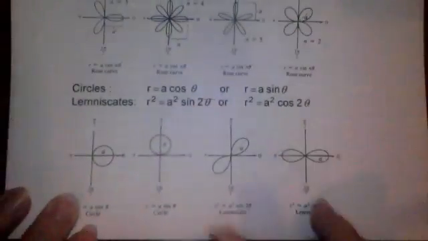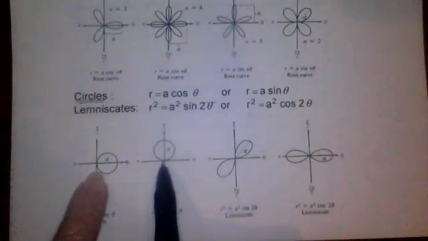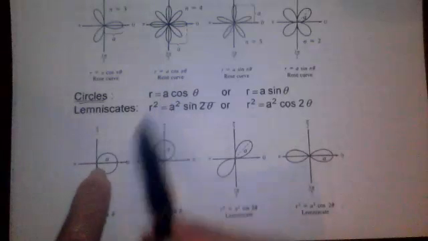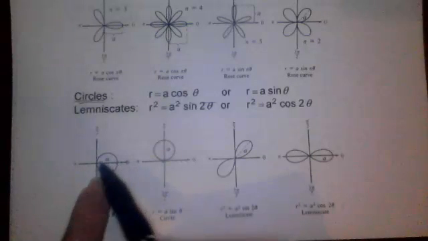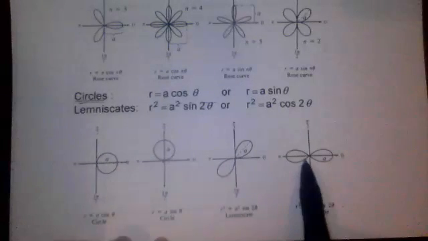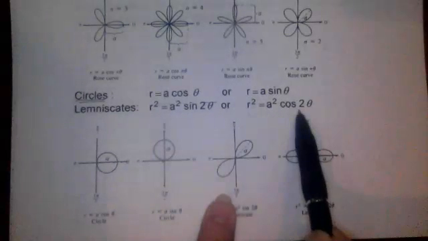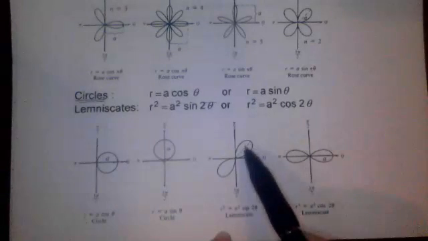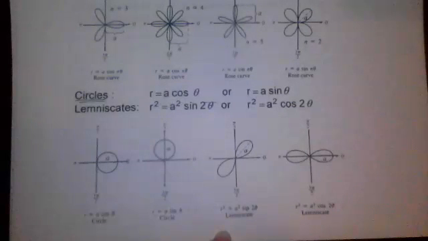All right, this last section here, we've got circles, which actually we've already graphed on our own. We didn't use a calculator to graph those. We talked about how to figure these out. a is going to be the diameter of your circle. If it's cosine, it's going to go to the right or to the left. If it's sine, it's going to go up or down. And then these last two are called lemniscates. And this is the form of a lemniscate equation. So if it's a sine, then it's on the diagonal y equals x. If it's a cosine, it's going to be on the x-axis. The lemniscate is on the x-axis.